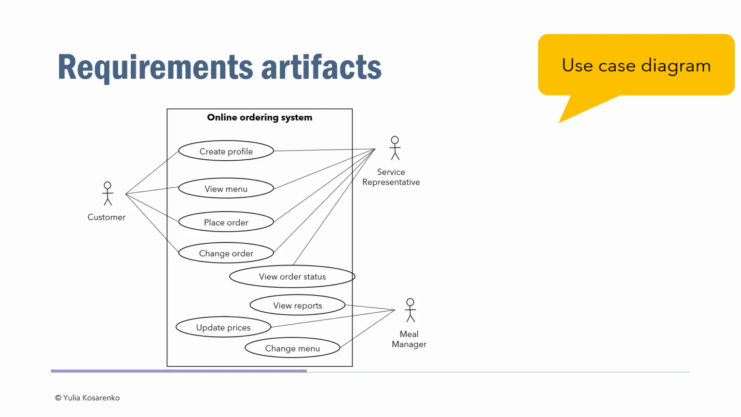For example, we may use a use case diagram to capture the main use cases. What will my different types of users use the solution for? So my customer is going to create a profile, view menu, place order, and change order, right? And my service representative should be able to help the customer do those things as well, and they can also monitor and view order statuses and so on. So a model just helps us depict some of our findings of this requirements process.